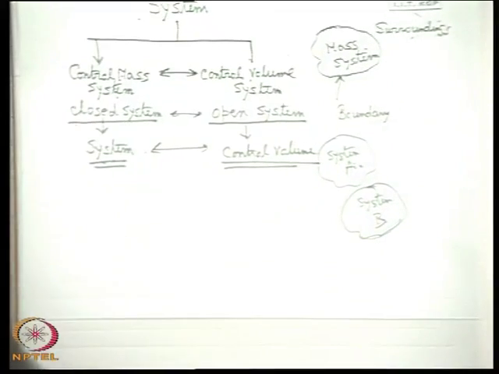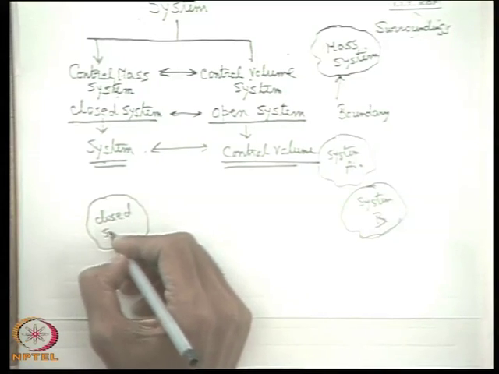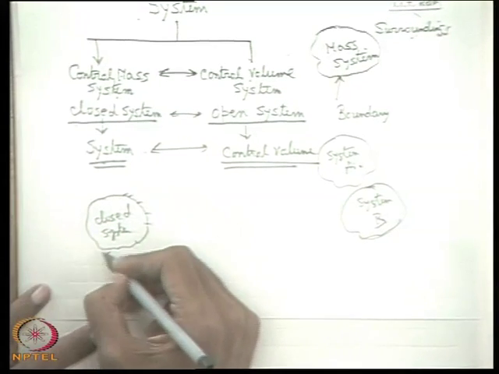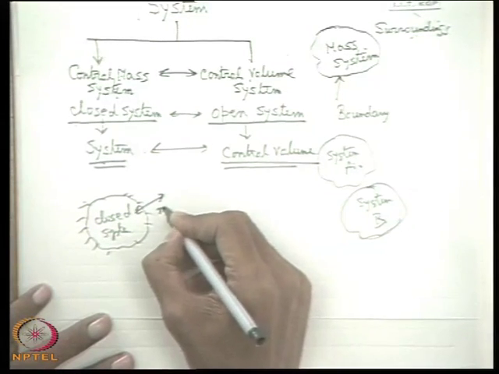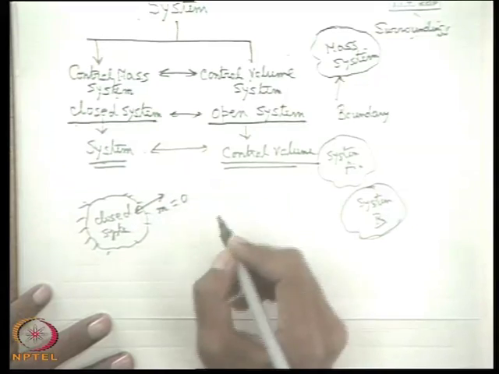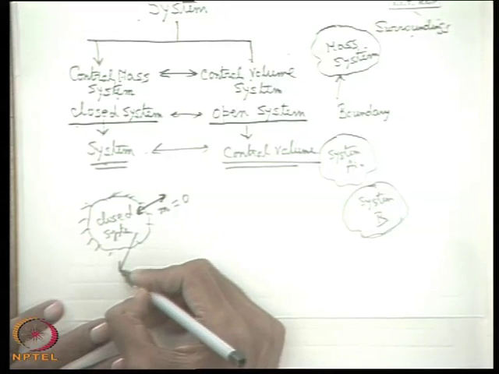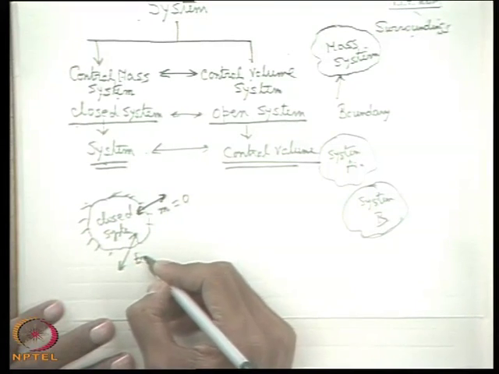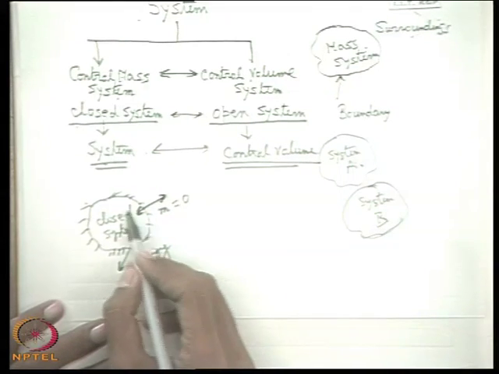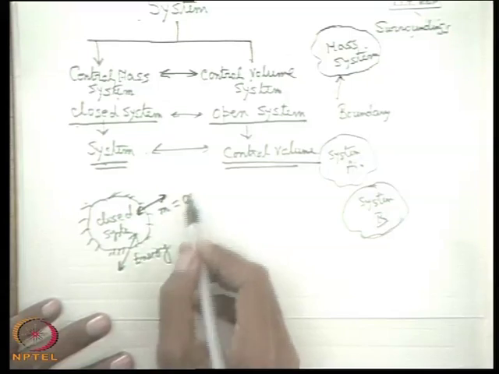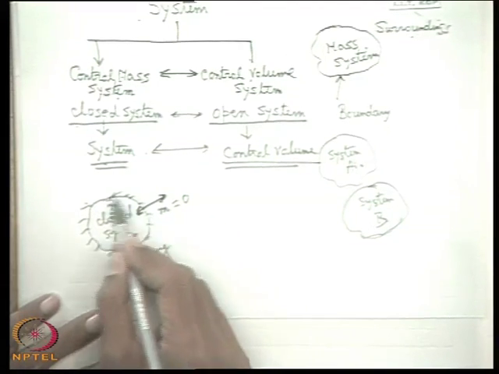What is the difference? In a control mass system or closed system, this is the boundary of this system. The restriction is that there is no mass flow, m dot is 0. There is no mass inflow or mass outflow to the system. Only energy inflow and energy outflow is there. Energy may either come in or go out. So the system boundary does not allow any mass to come in or go out, which means that in a closed system it is not only the amount of mass M, but its identity that remains the same.